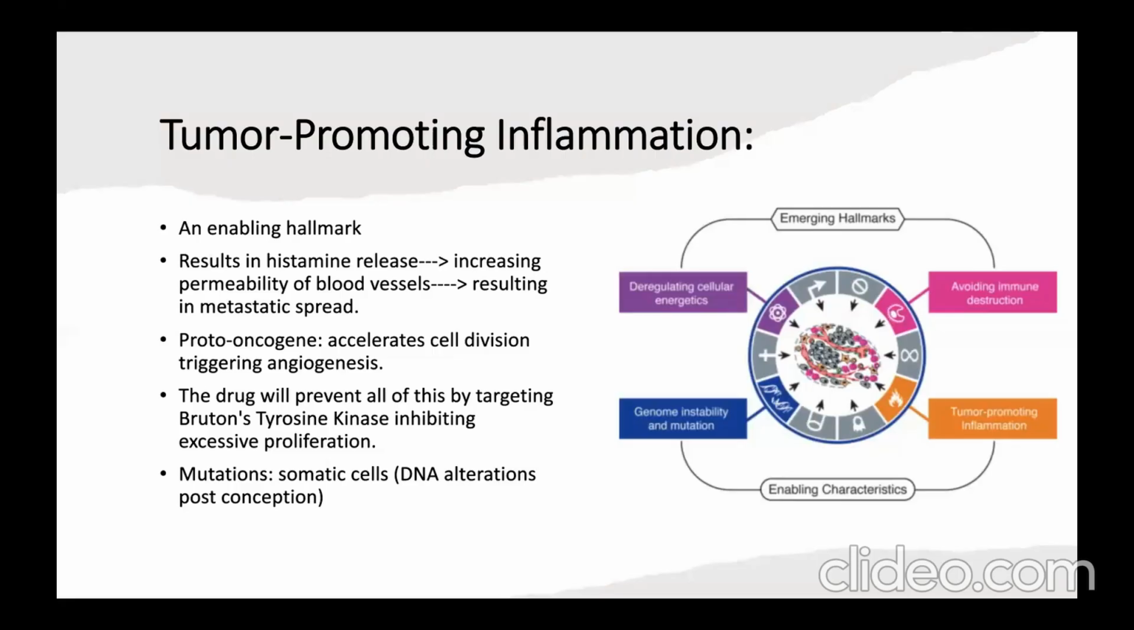And then the mutations primarily occur on your somatic cells, which will be DNA mutations that occur post conception. So these are mutations that occur and will develop over time. You are not necessarily born with them. They're just mutations that begin to happen over time.